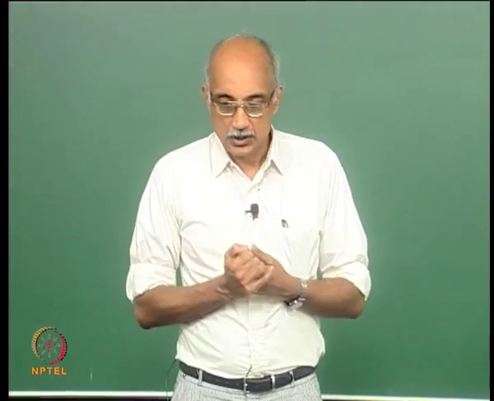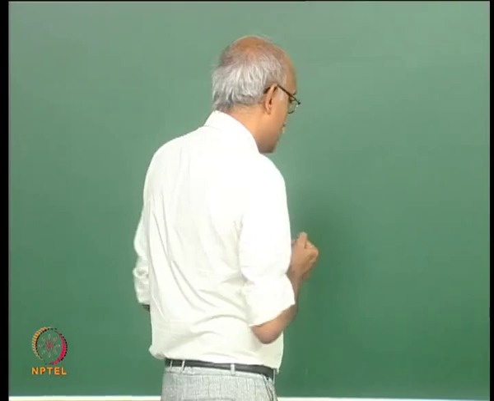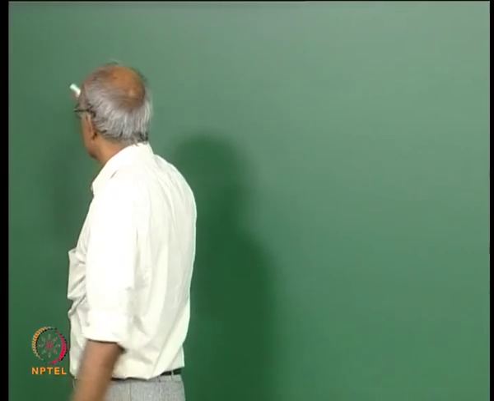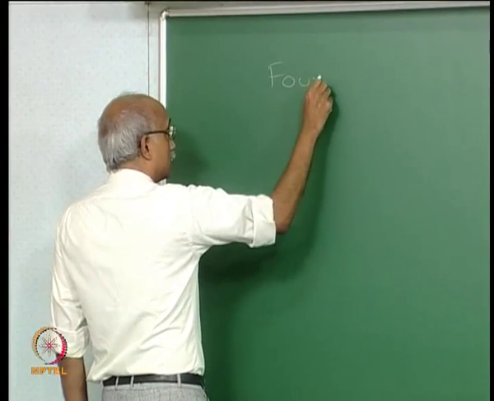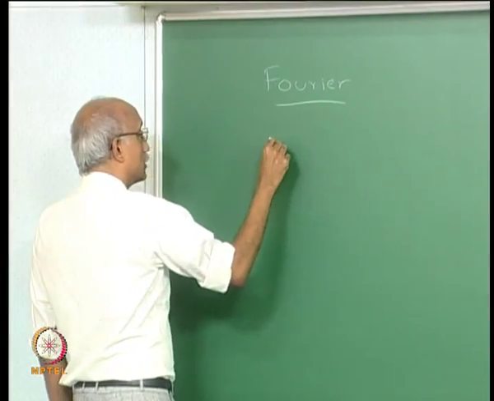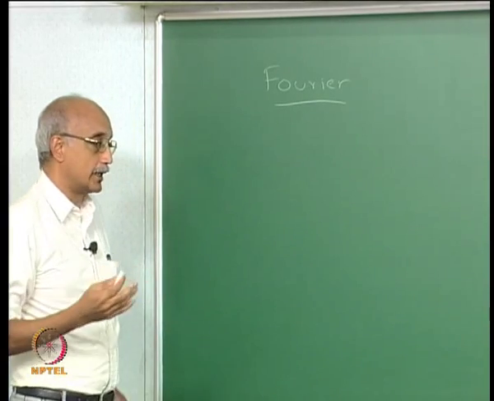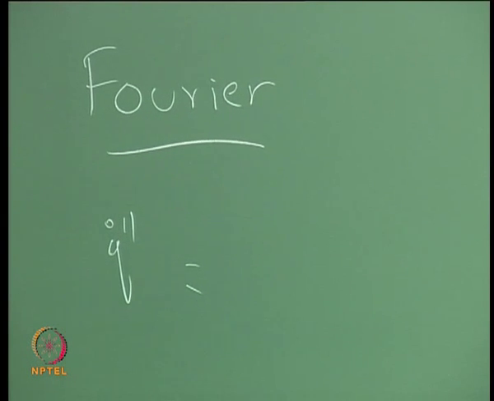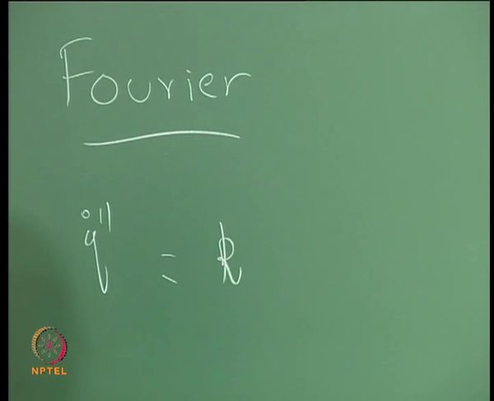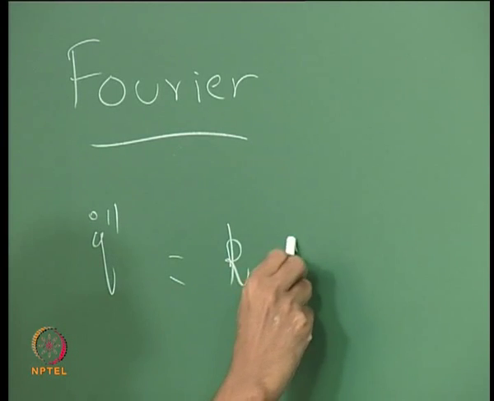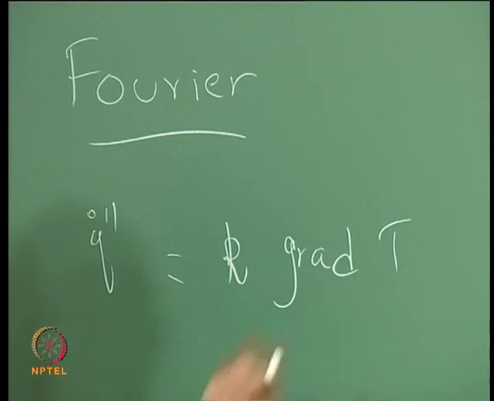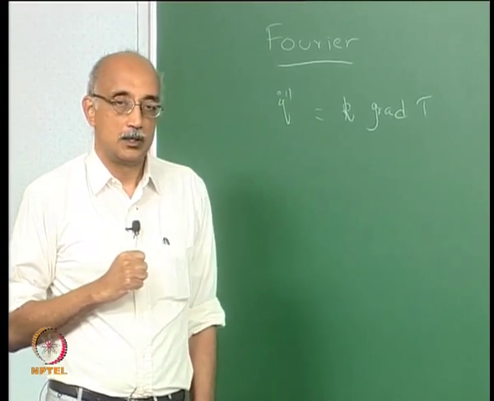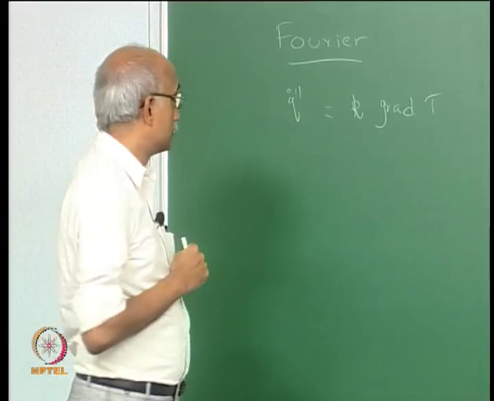Now you all know the definition of thermal conductivity. The Fourier law of heat conduction says that if you look at something like heat flux, you can write this as some thermal conductivity times a gradient in temperature. So this is the basic law of heat conduction that's attributed to Fourier.